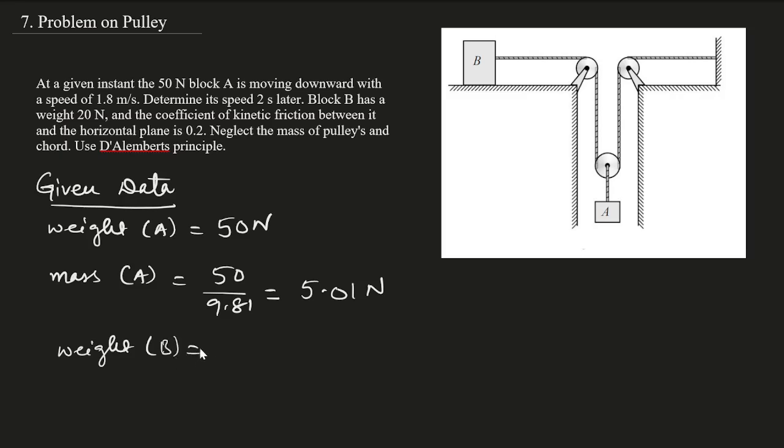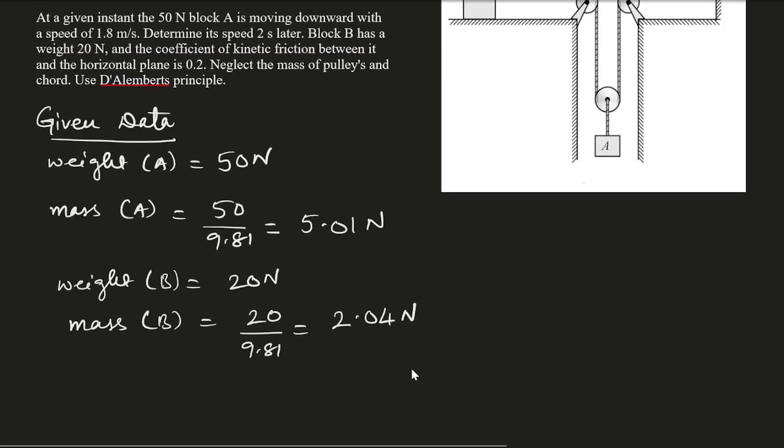Again, the weight of block B is given as 20 Newton. So the mass of block B will be equal to 20 divided by 9.81. This will be equal to 2.4. Okay, so these are the given data, and we have the friction as well.